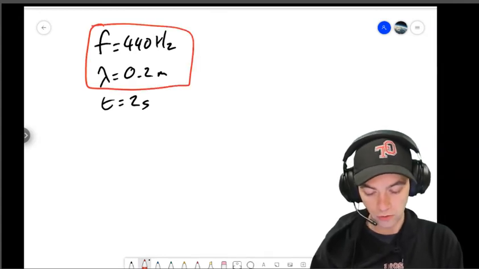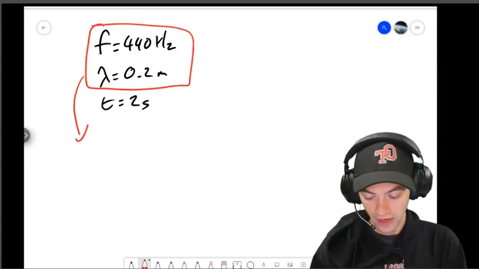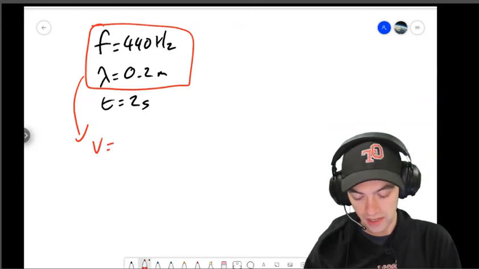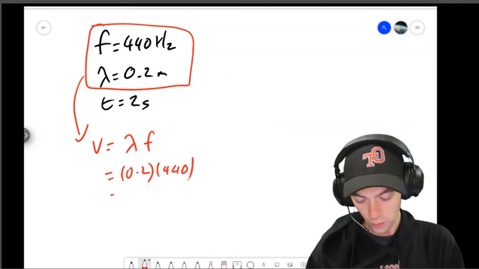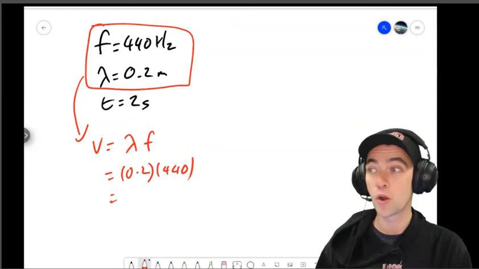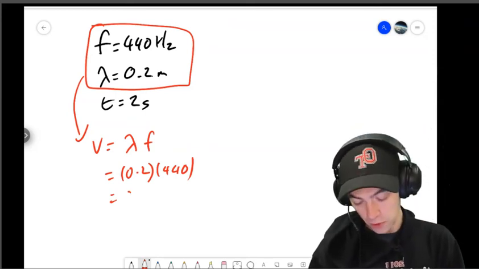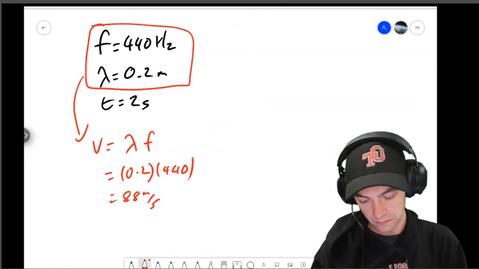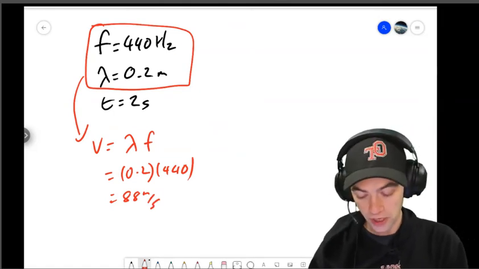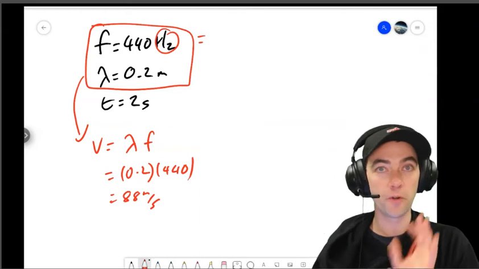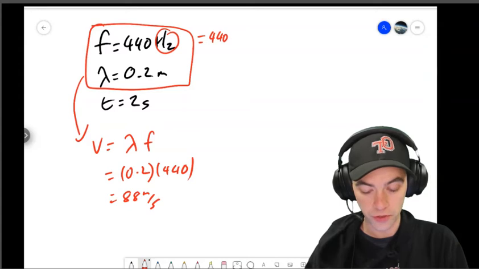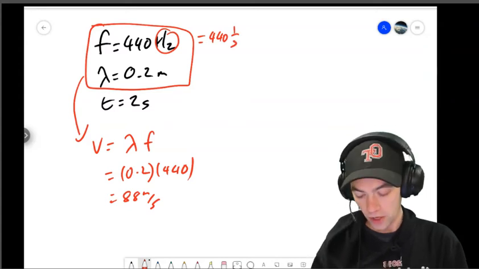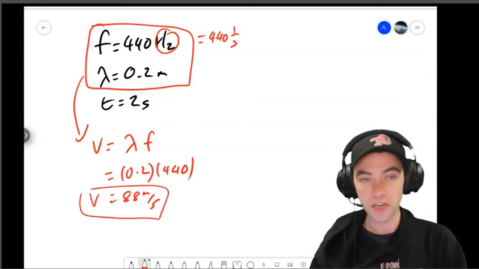So now let's take a look right here. We know that our formula here is velocity is equal to wavelength times frequency. So 0.2 times 440. When we put that into our calculator, we end up with 88 meters per second. Now remember, when we talk about 440 Hertz, that means there's 440 waves being produced every second. So it's like saying 440, 1 over s. So we now have the speed of our object.